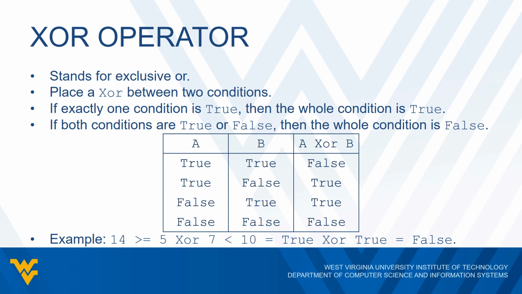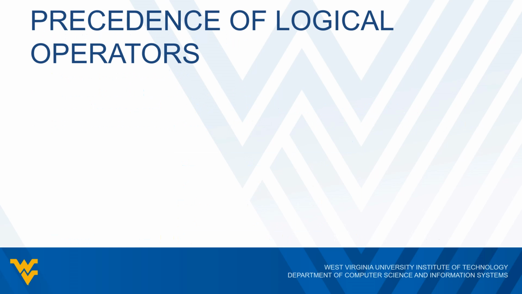So now let's look at an example just to help out with this. Let's say I have 14 greater than or equal to 5, and then do an exclusive OR with 7 less than 10. We see that both of these are true. 14 is greater than or equal to 5, and 7 is less than 10. Therefore, true exclusive OR true is false. So the whole thing here is false.